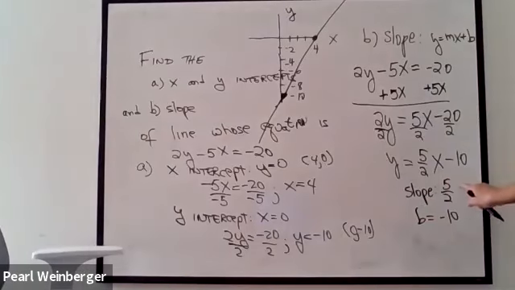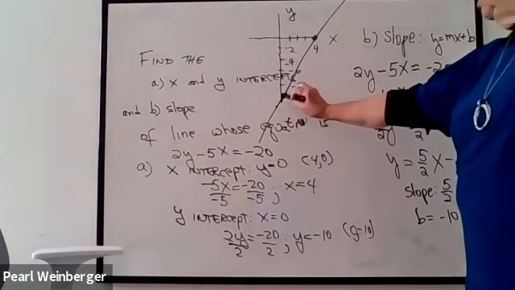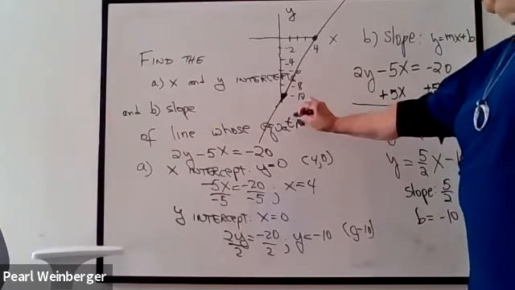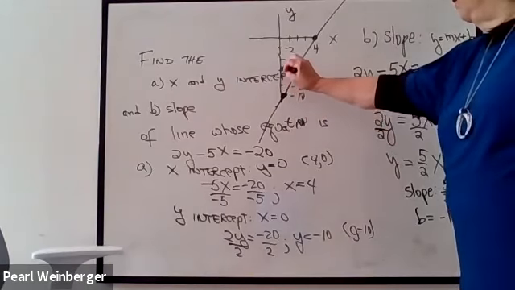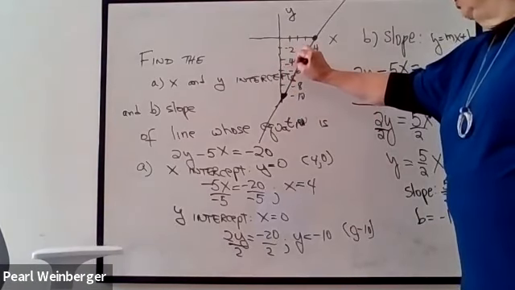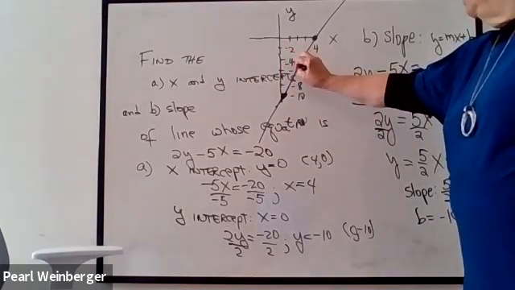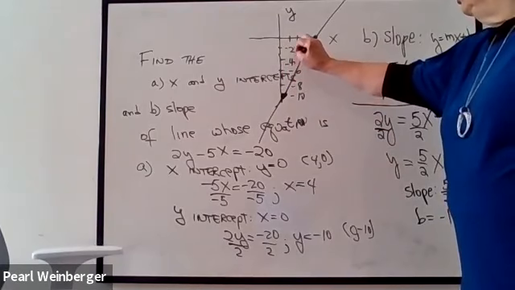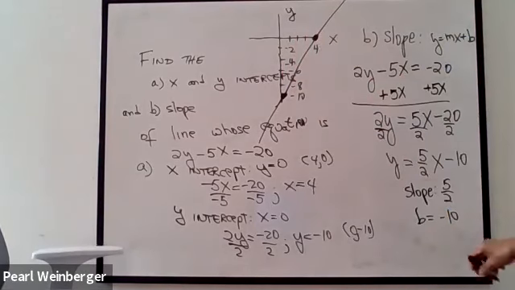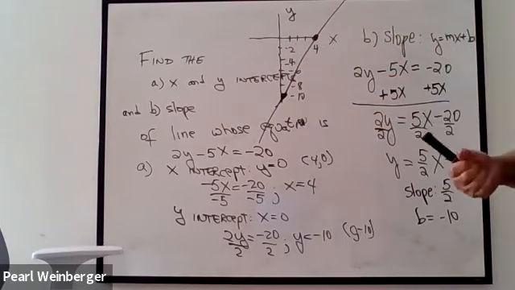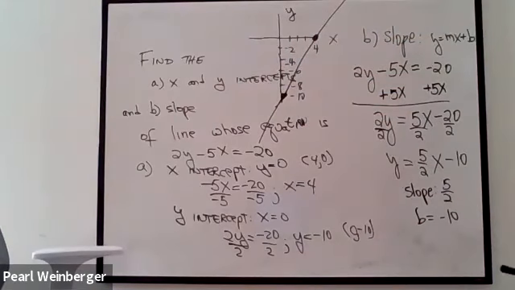Notice you could have done it using the slope-intercept form also, because then you would start at negative 10, but then you'd have to go up 5, 1, 2, 3, 4, 5, 2 to the right, and then again up 5, 1, 2, 3, 4, 5, and 2 to the right, and you would end up at the same exact place. Notice it's not so easy to see because I do not have graph paper. That's why I keep suggesting try it on graph paper.